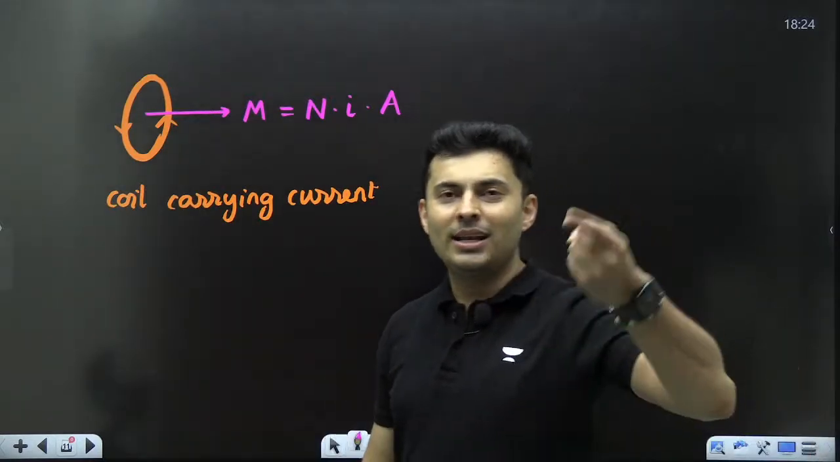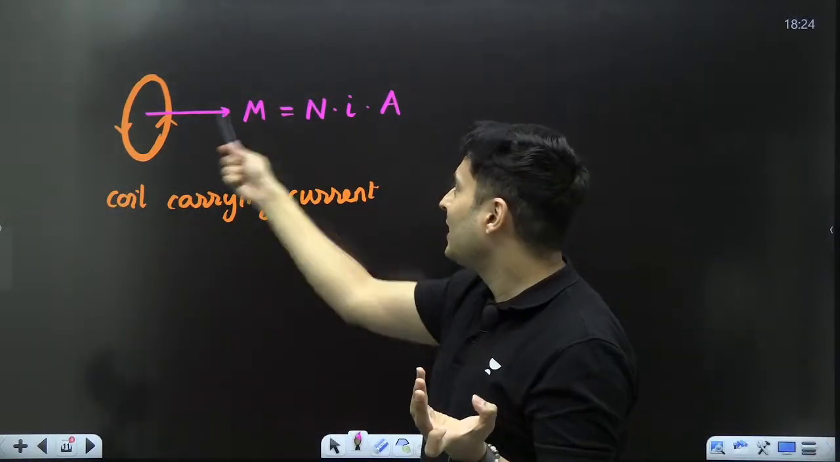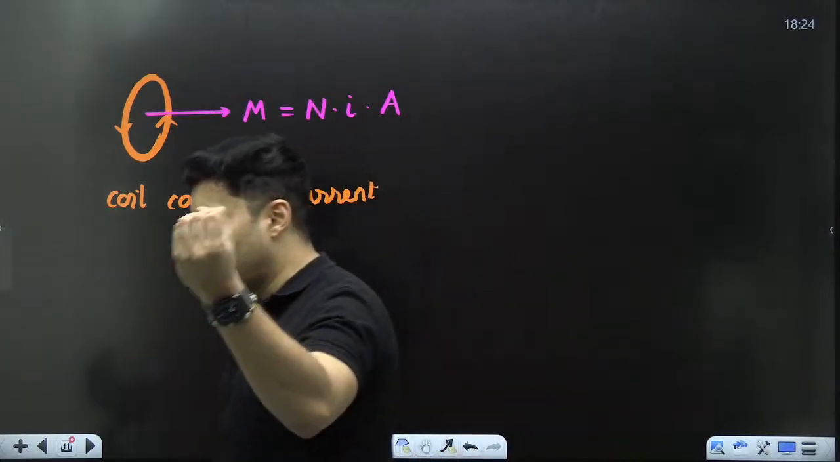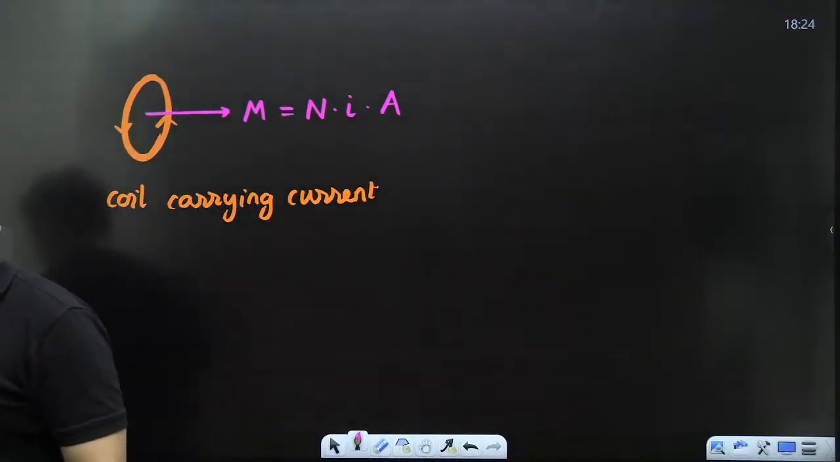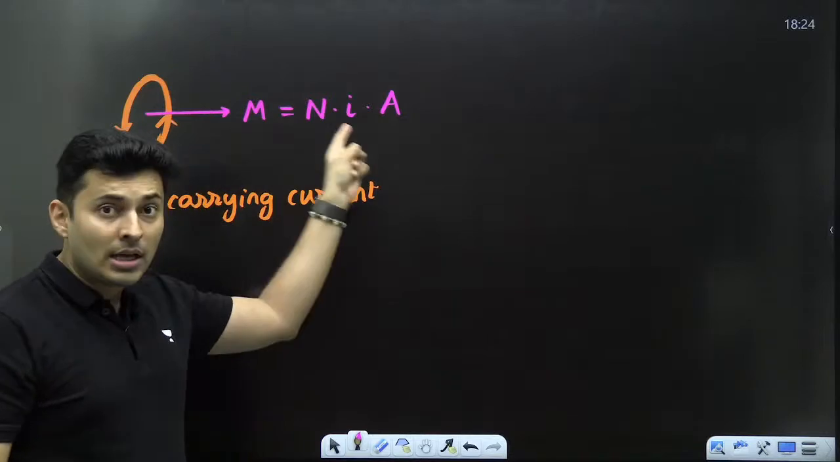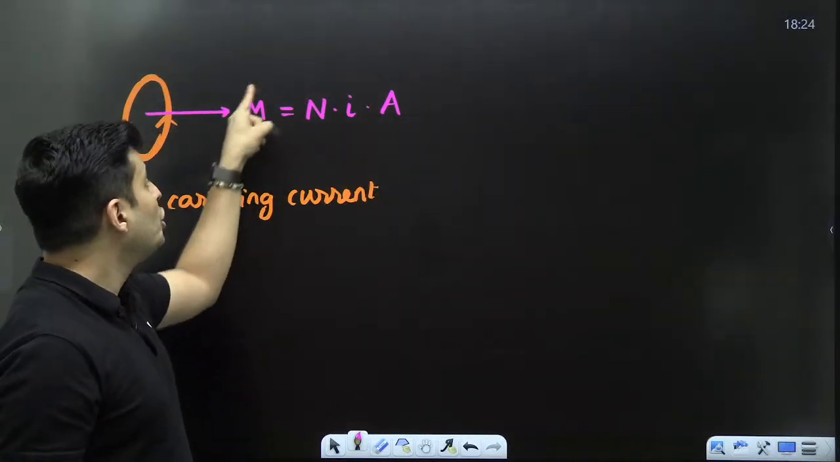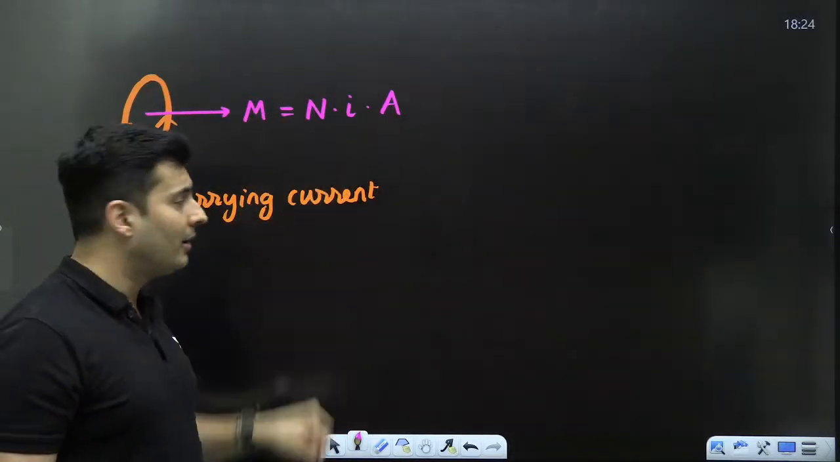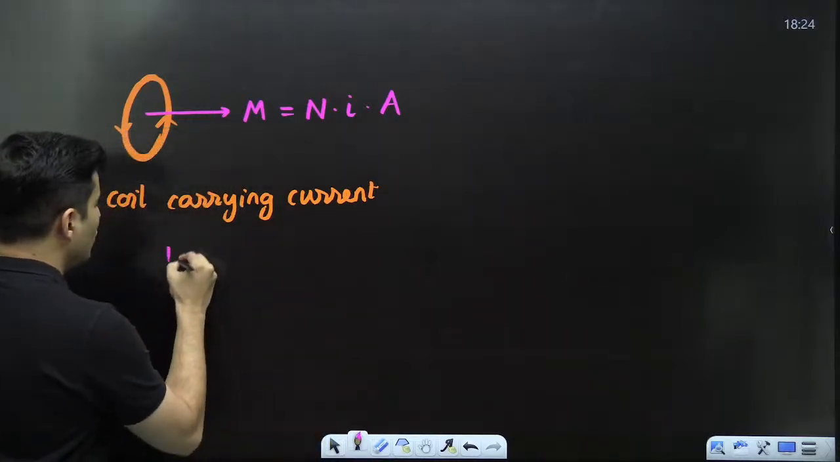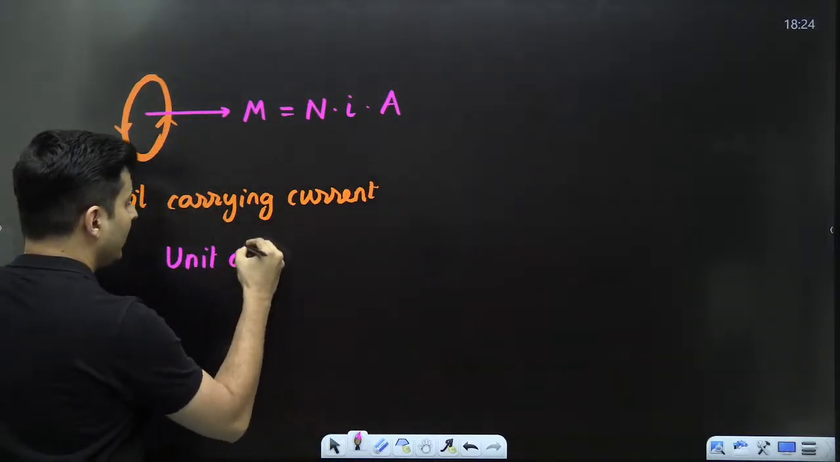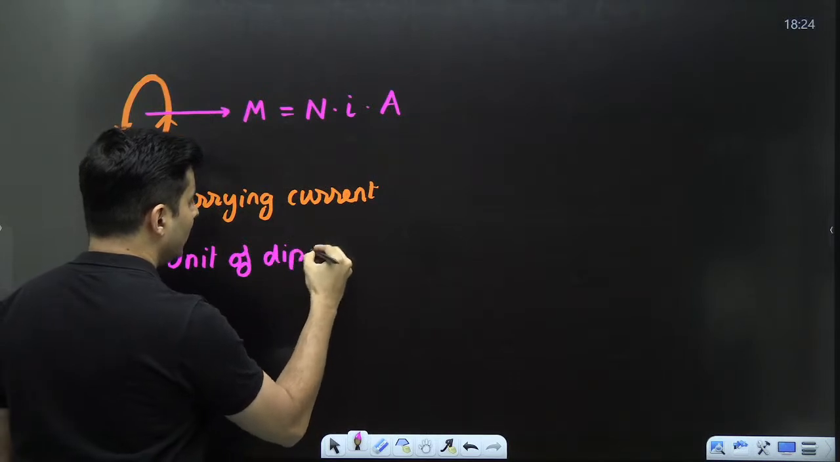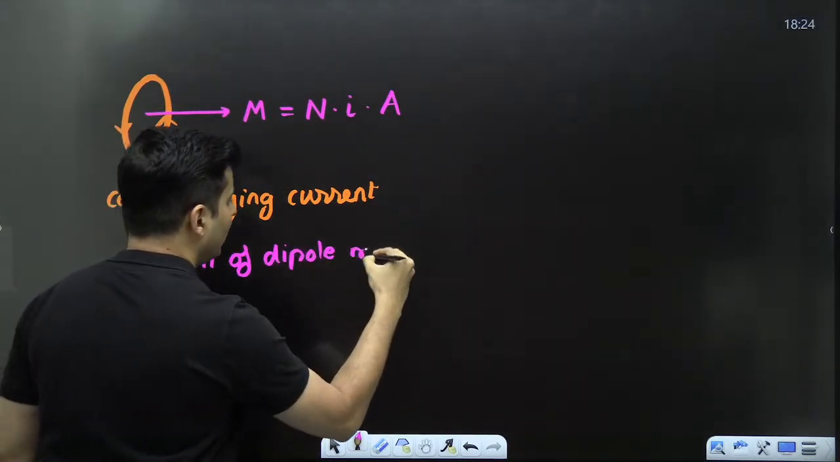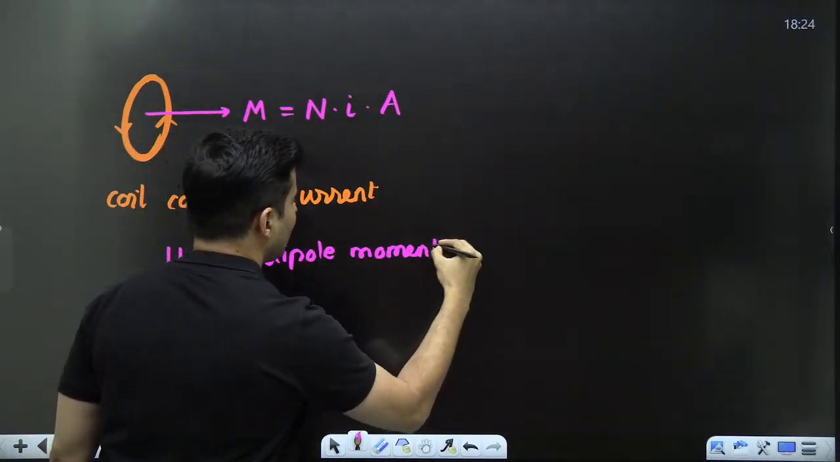Any current carrying coil behaves like an electromagnet. That is the dipole moment strength: NIA. Very good, Mickey. Exactly. Now, the real question is, what is the unit of M using this formula? Can you guess the unit of dipole moment using this formula? Come on, think about it.